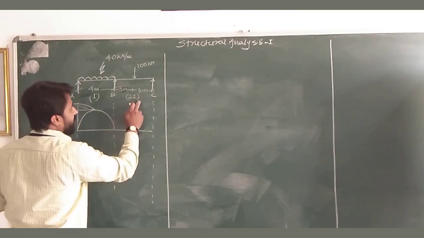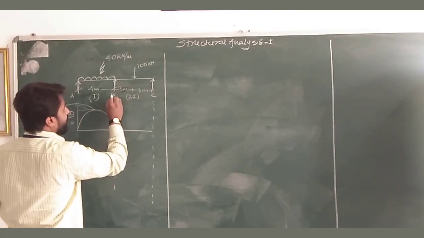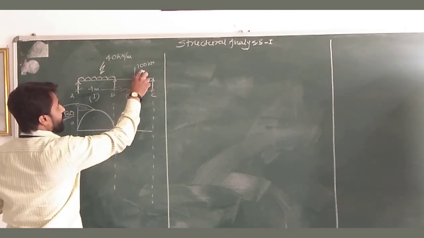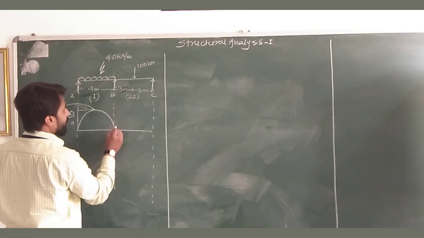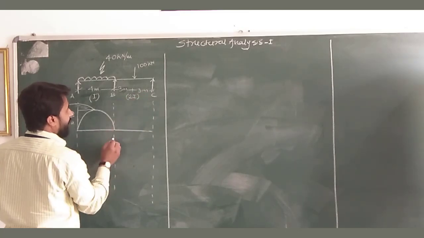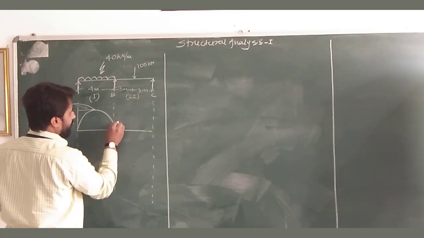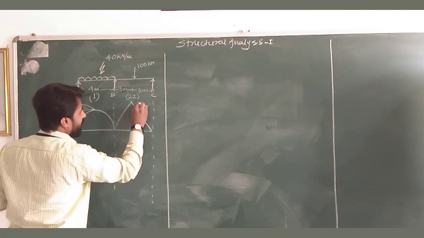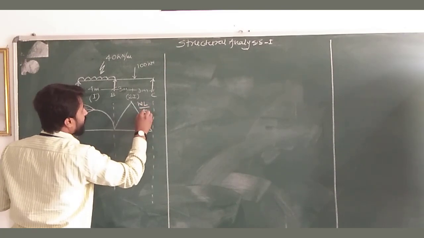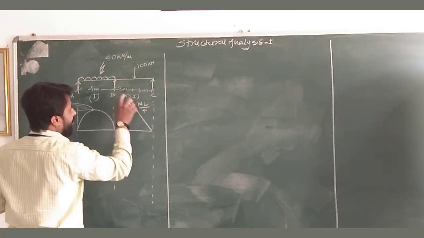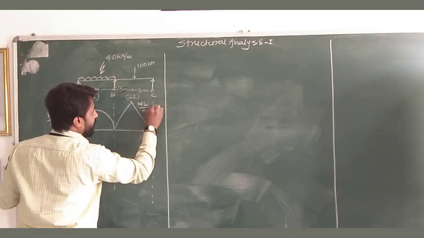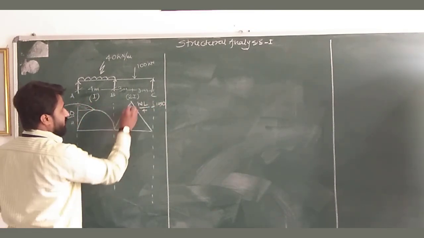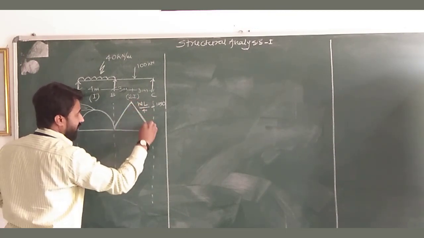Okay, now we have to draw the bending moment diagram for BC. This BC is having the central point load of 100 kilonewton. So the value of this bending moment diagram is WL by 4. W we know, that is 100, and the value of L we know, that is 6. So the value of this is 150 kilonewton meter. So this is what we have to calculate.